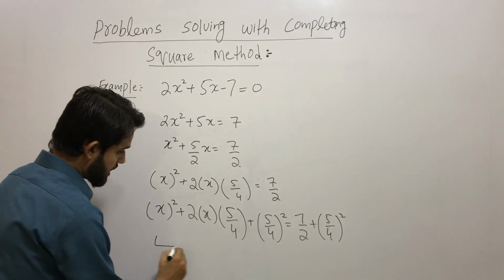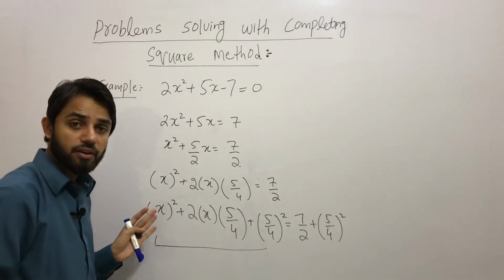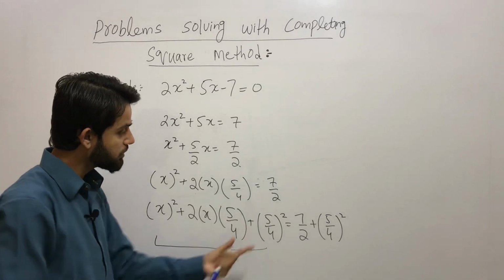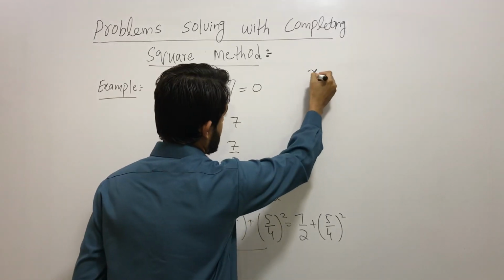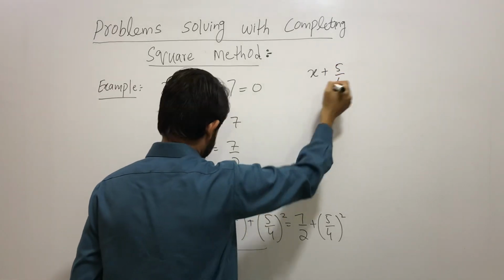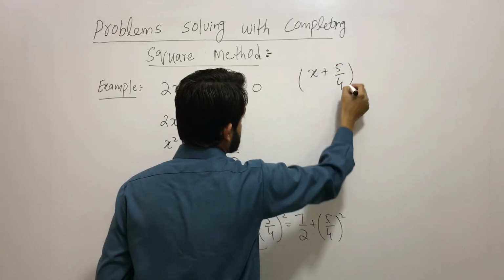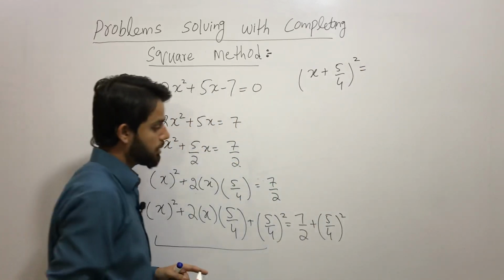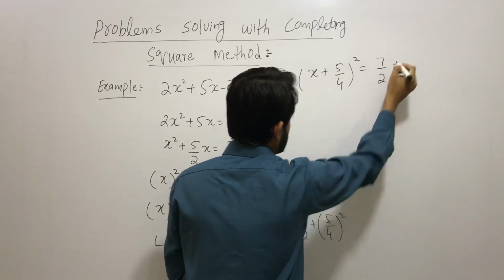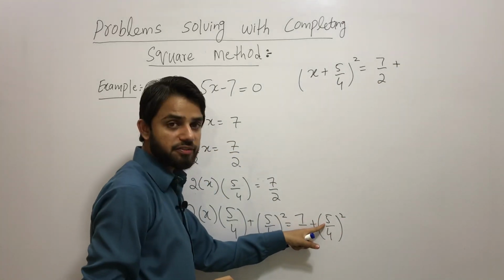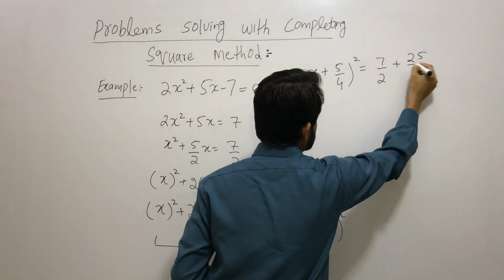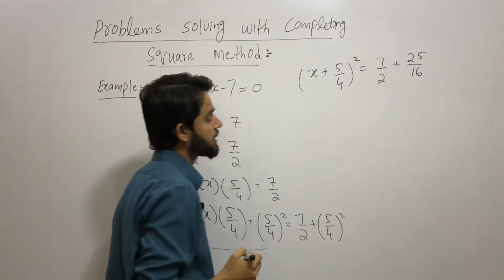Now we know that on your left hand side, this is basically a complete square, a square plus 2ab plus b square. So you will write it as a plus b whole square, where b is 5 over 4. That will be equal to 7 over 2 plus, once you simplify this, 5 square will be 25 and 4 square will be 16. So I can write it as 25 over 16.